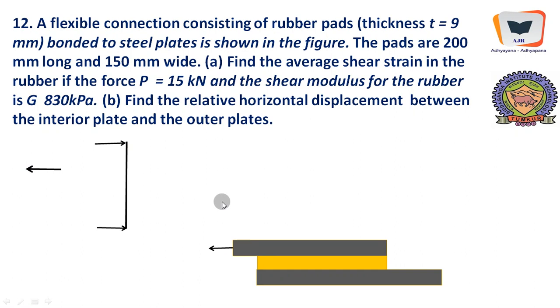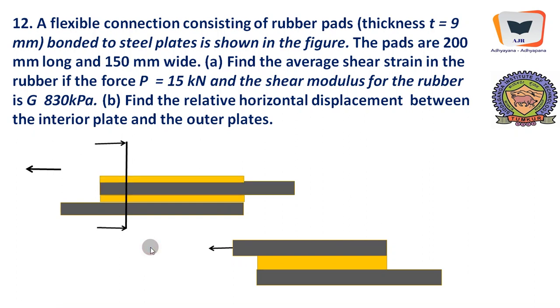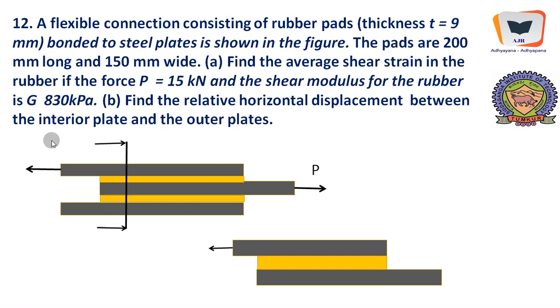Then a flexible connection connecting rubber pads. See here like this. These are all rubber pads, so there are 1, 2, 3 rubber pads connected. Thickness is equal to 9 millimeter, bonded to steel plates. They are all steel plates, 1, 2, 3 steel plates, and there are flexible rubber pads marked in yellow. Their thickness is 9 millimeters, bonded to steel plates as shown in the figure.